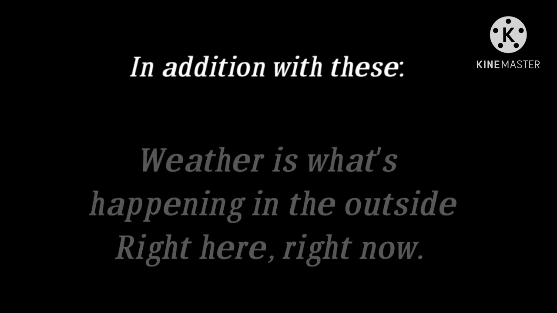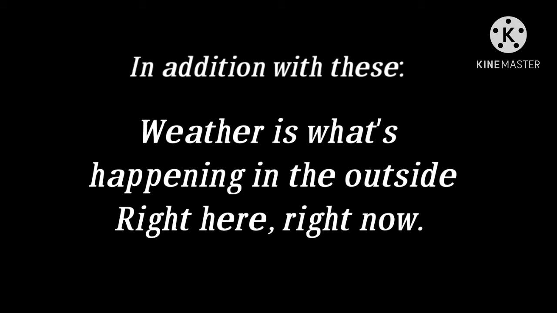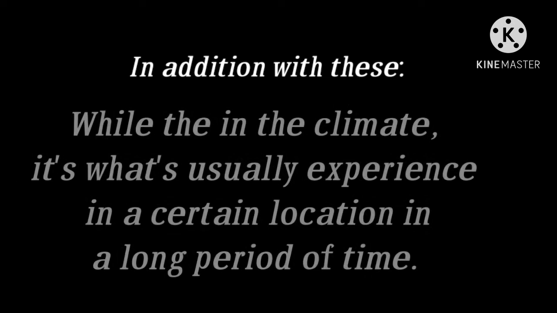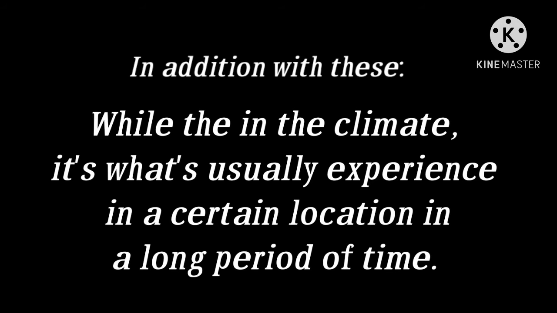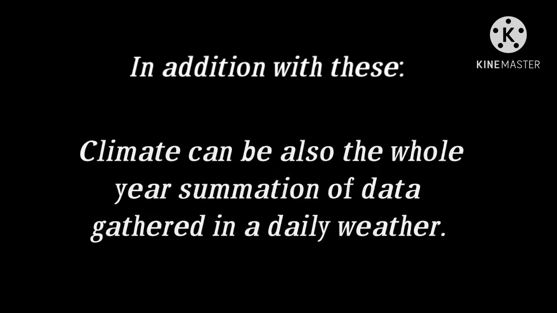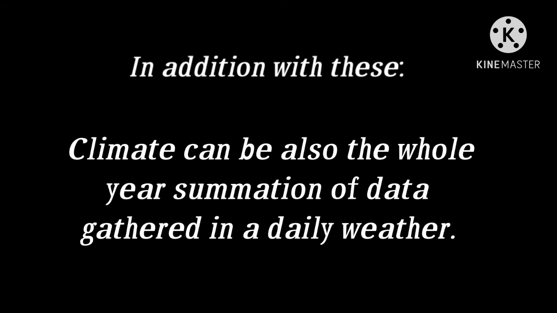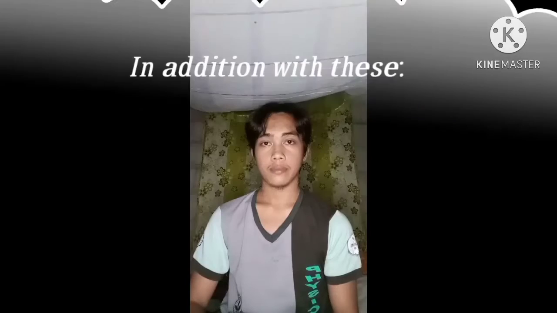In addition to this, weather is what's happening outside right here, right now. While climate is what is usually experienced in a certain location over a long period of time. Climate can also be the whole year summation of data gathered from daily weather.